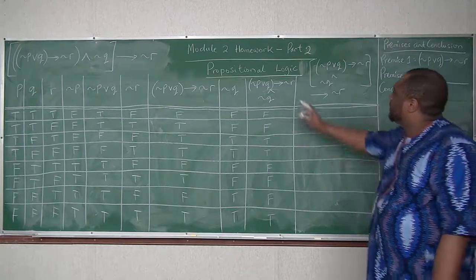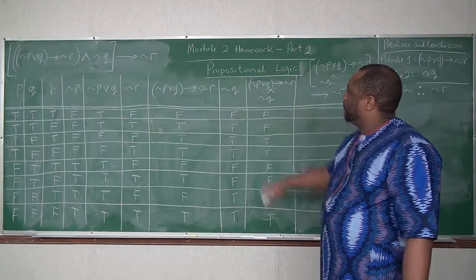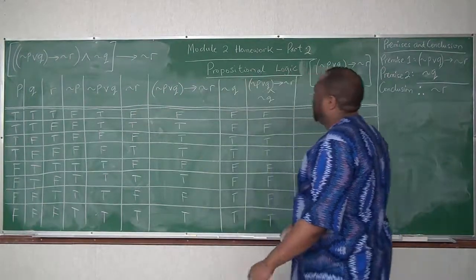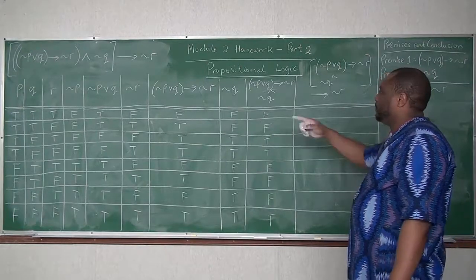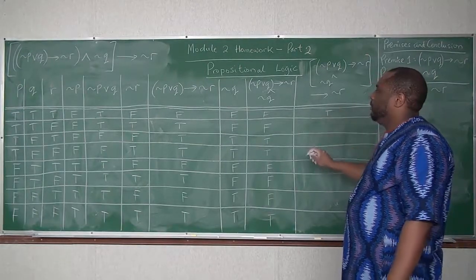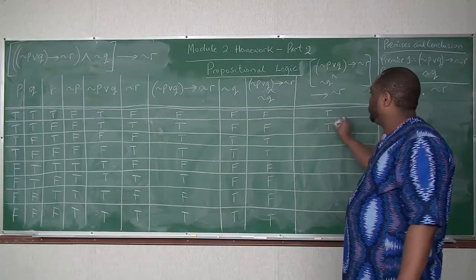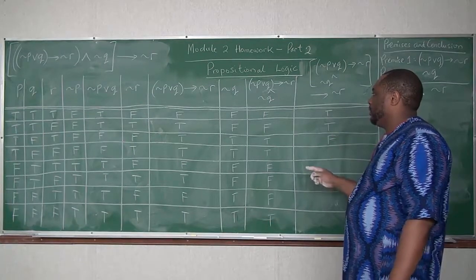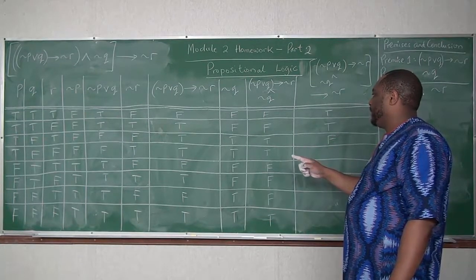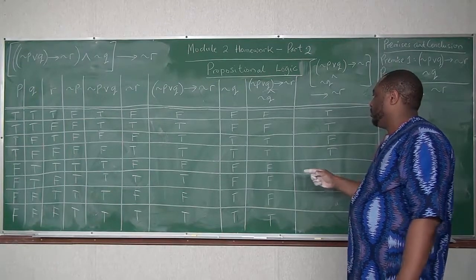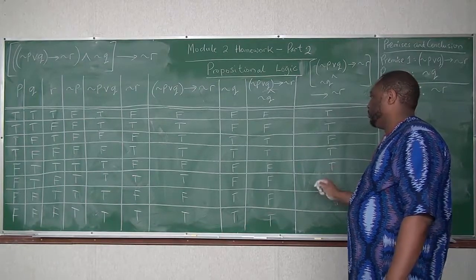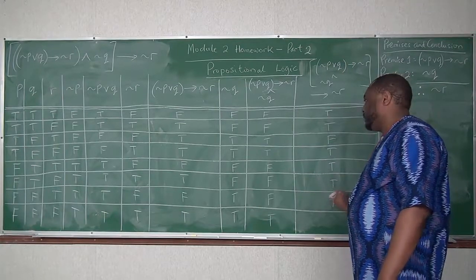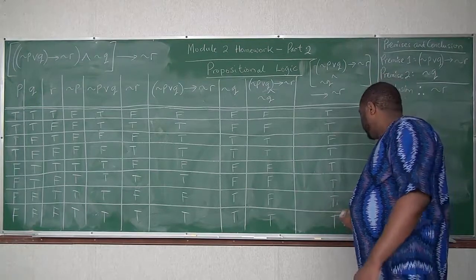Then you now have this here implies not R. So I'm looking at this column and this column. False implies false is true. False implies true is true. True implies false is false. True implies true is true. False implies false is true. False implies true is true. False implies false is true. True implies true is true.